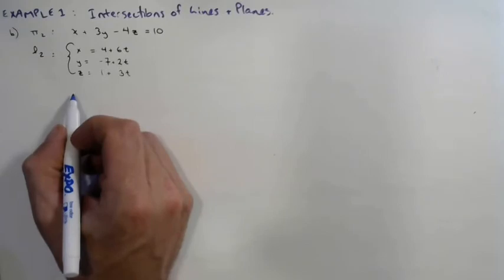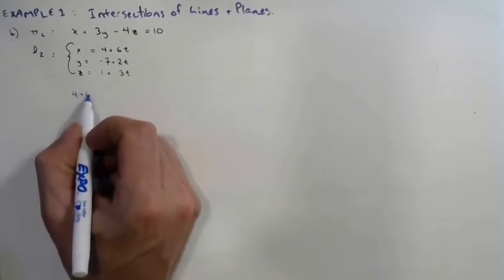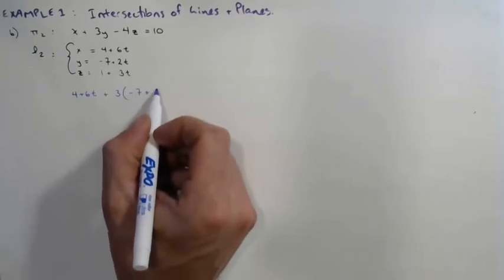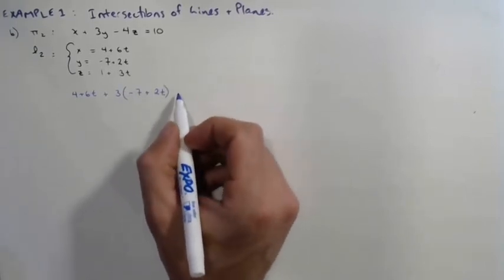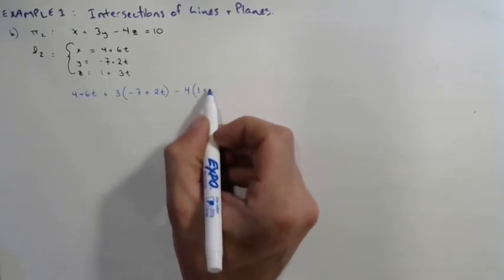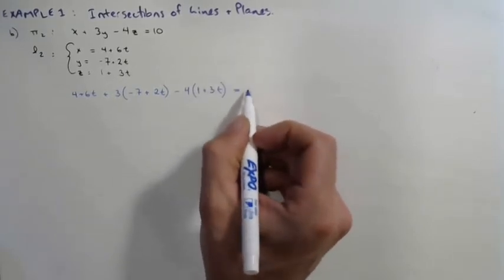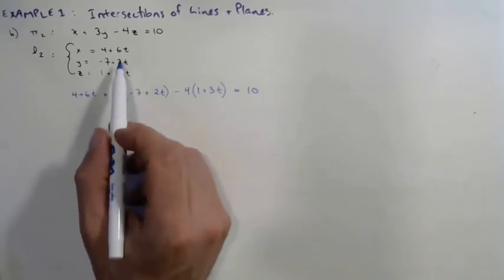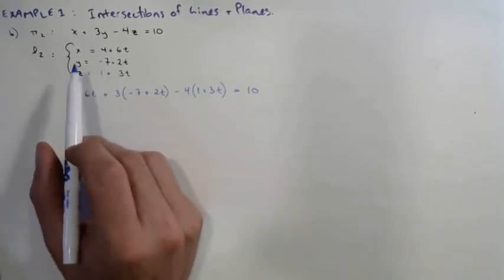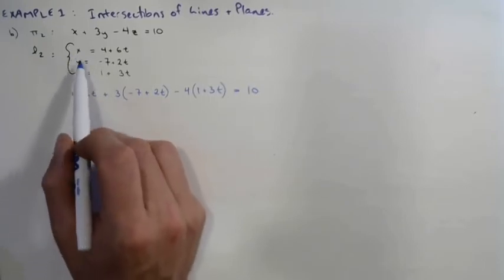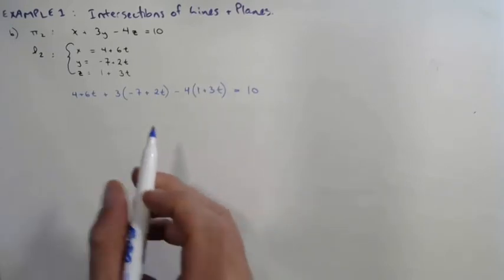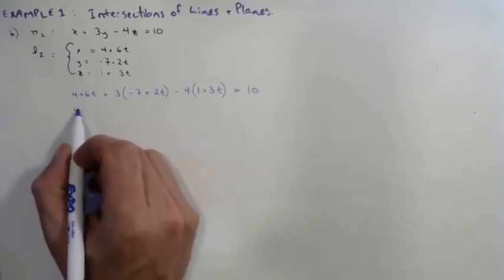We're going to sub in x, 4 plus 6t, plus 3 times y, negative 7 plus 2t, minus 4 times z, which is 1 plus 3t. Now we're able to do that. We're testing to see if there is a value of t that satisfies both equations, that would allow a certain combination of x, y, z to satisfy both sets of equations. So continue to expand and simplify.